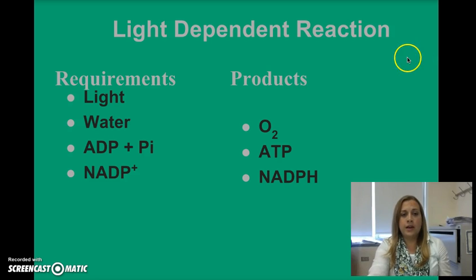So please notice that you've got your requirements here on the left and they have corresponding products on the right. Water is split and that produces oxygen gas. ADP and inorganic phosphate are required because you're making ATP. NADP plus is required because you're making NADPH. So they are aligned. There is not a product correlated to light.